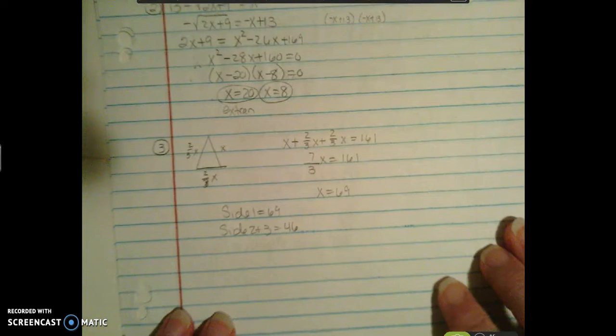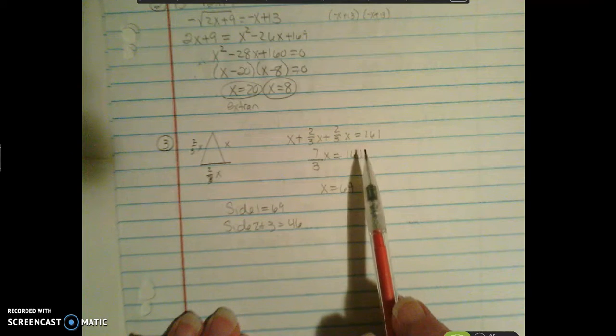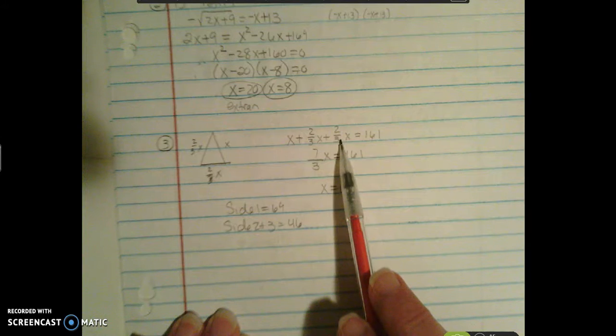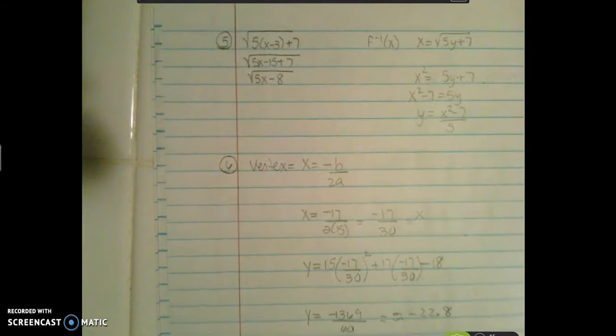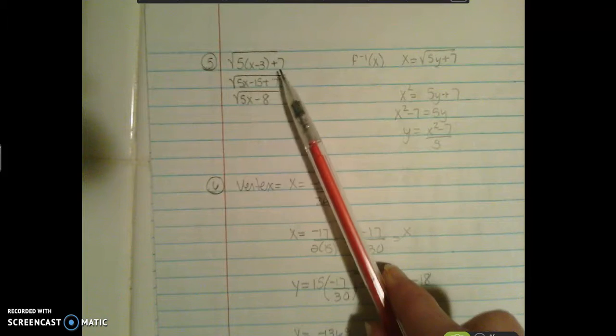Number 3, they told you that the triangle has a perimeter of 161, so perimeter is when you add up all 3 sides. This says the length of the 2 smaller sides is 2/3 the length of the longest side, so the 2 smaller sides are 2/3 the length of the longest side, and then we can combine all that together. Okay, number 4 I explained to you on the graph.